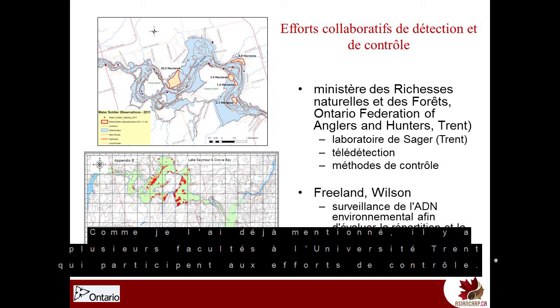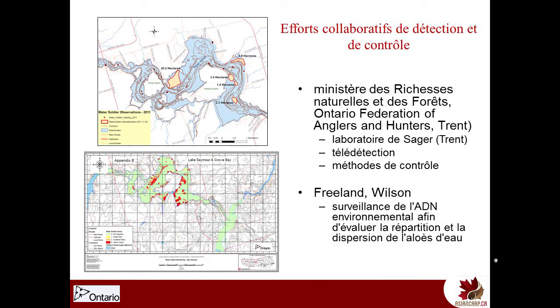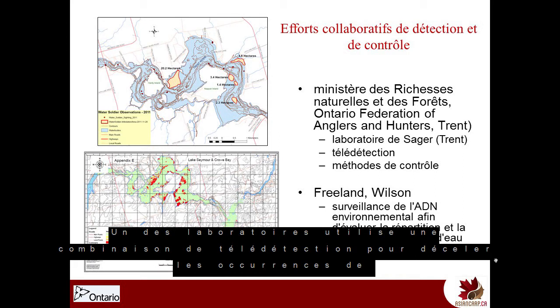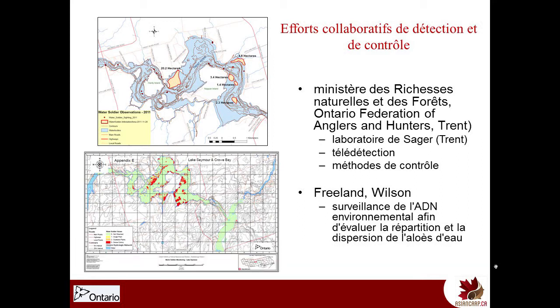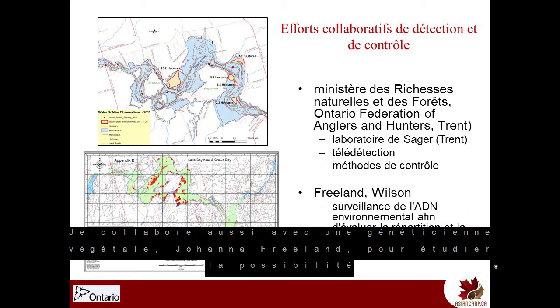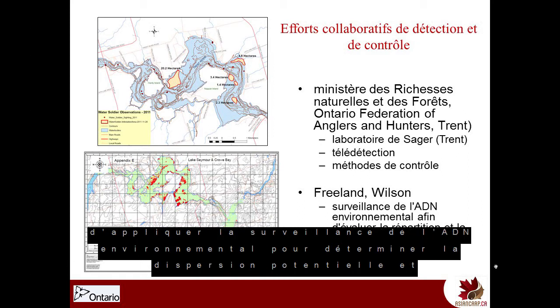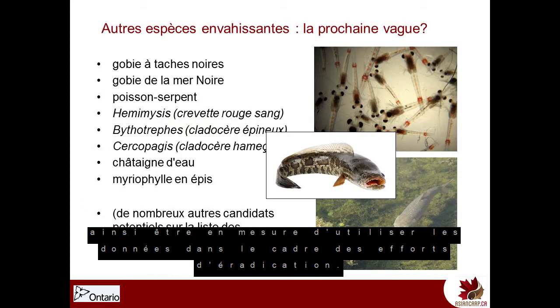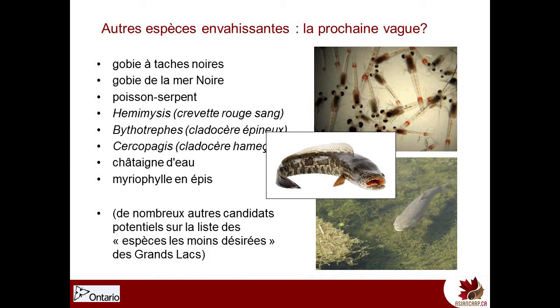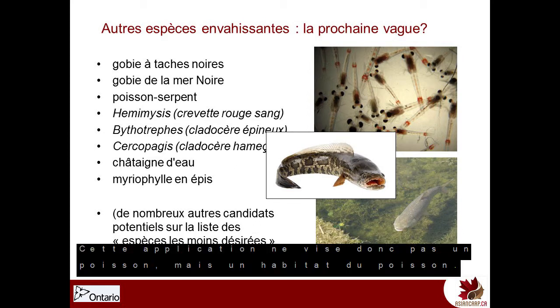So I mentioned I'm at Trent University. There's several faculty here that are also involved in this control effort. One lab is using a combination of remote sensing for detecting occurrences of the plant and also testing different ways of removing them or killing them. And then I'm working with a plant geneticist, Joanna Freeland at Trent, where we're looking at applying this eDNA surveillance, both to map out their distribution, potential dispersal, and with the goal of also being able to use this for following up eradication efforts. So it's not fish, but it's fish habitat.